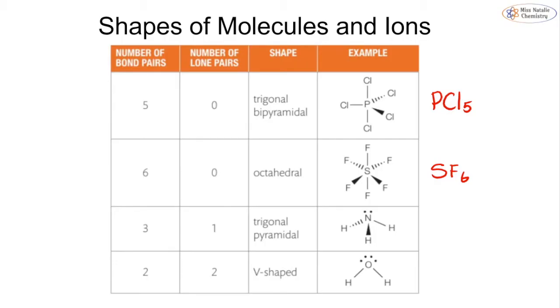For trigonal pyramidal, we have 3 bonding pairs and 1 lone pair, and our example is NH3, but we could have any of the group 5 elements. This could be PH3, for example. And for V-shaped, we have 2 bond pairs and 2 lone pairs, and our example is H2O.